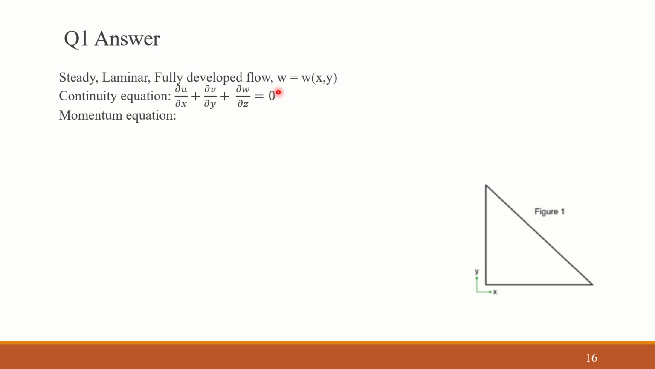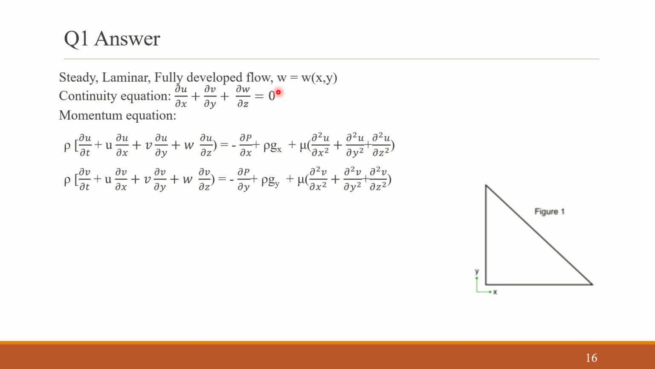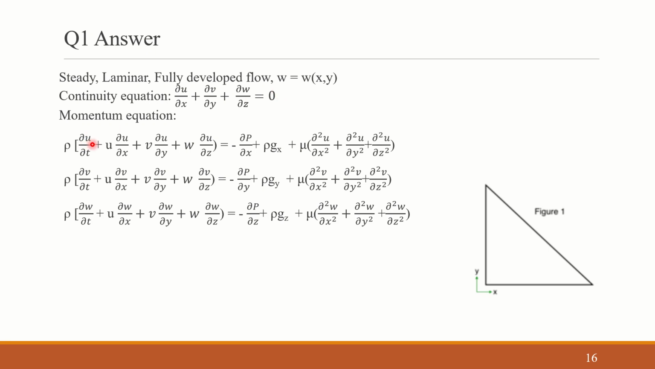And momentum equation, again we have three equations. First one is the x component momentum conservation equation, that is rho into dou u by dou t plus u into dou u by dou x plus v into dou u by dou y plus w into dou u by dou z equal to minus dou p by dou x plus rho gx plus mu into dou square u by dou x square plus dou square u by dou y square plus dou square u by dou z square.